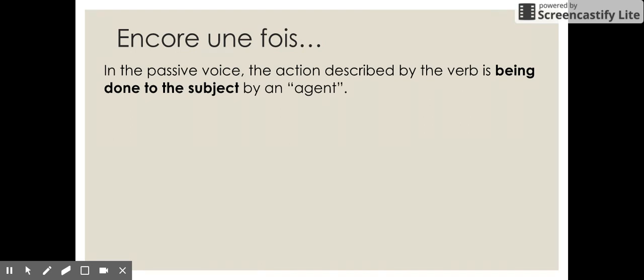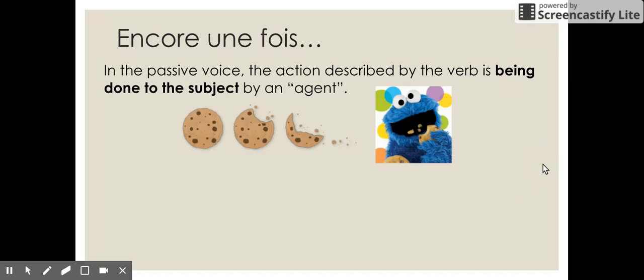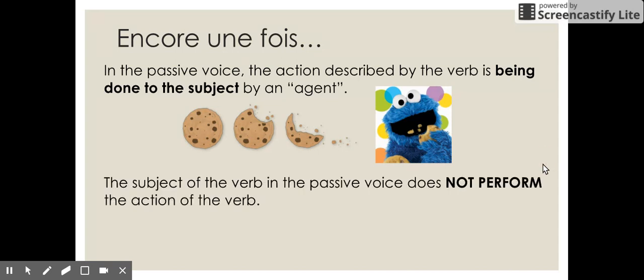Let's take a look at it another way. In the passive voice, the action described by the verb is being done to the subject by an agent. Take this cookie. The cookie is being eaten by Cookie Monster, right? He is the active person. He's the one performing it, but our subject is the cookie. The subject of the verb in the passive voice does not perform the action of the verb.